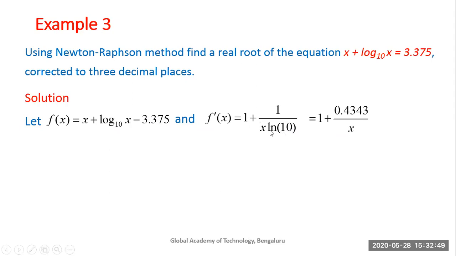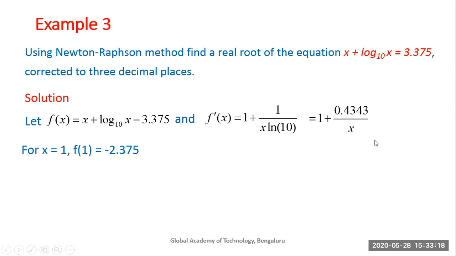Before that, ln 10 or otherwise 1 upon ln 10. Find ln of 10 in your calculator and take the reciprocal of that. We get 0.4343. So ln 10 is nothing but log 10 to the base e. In the calculator, use the ln key, find ln 10, take the reciprocal, and you get 0.4343, and this x as it is.